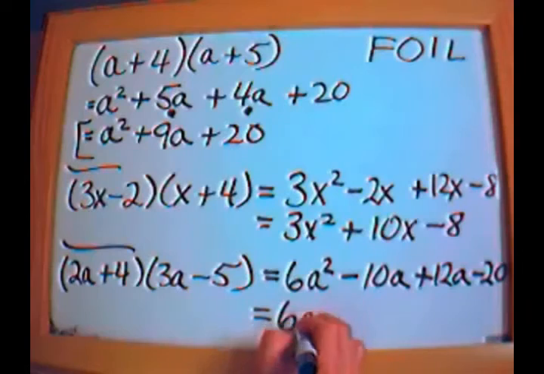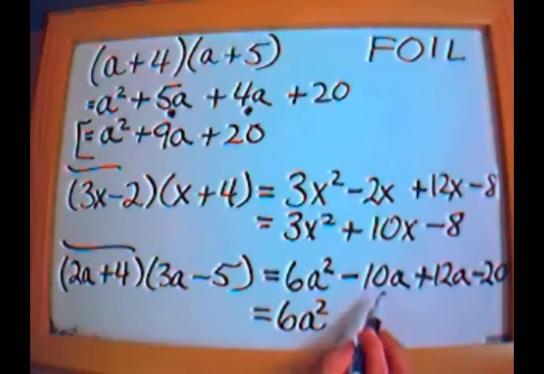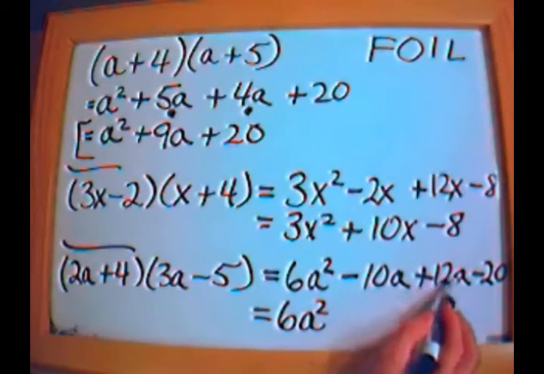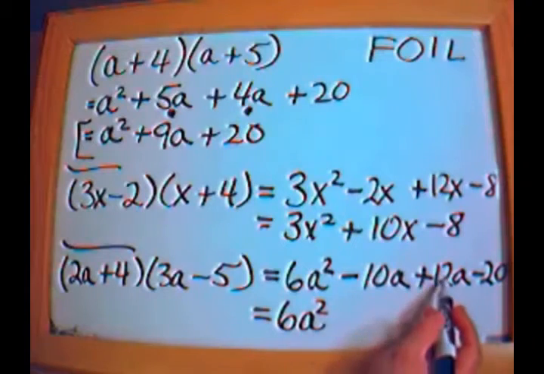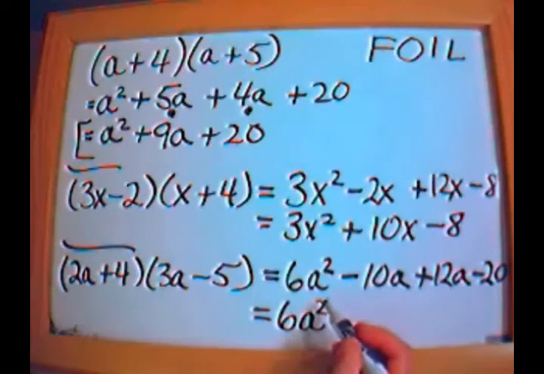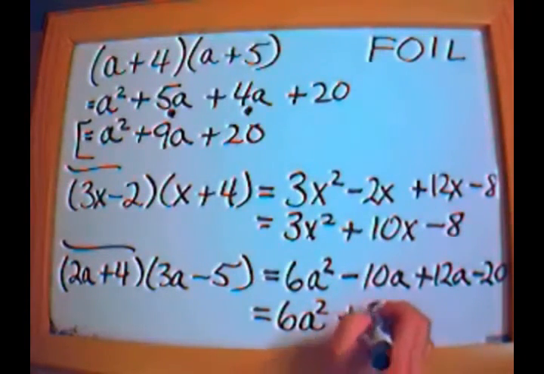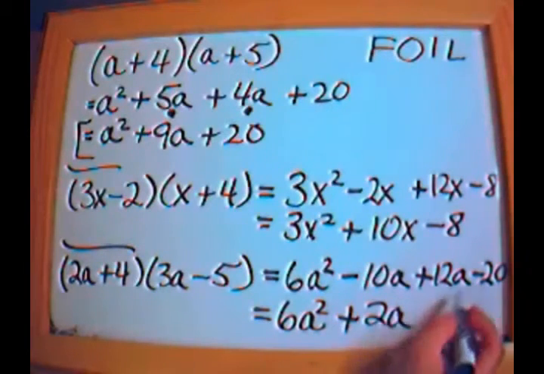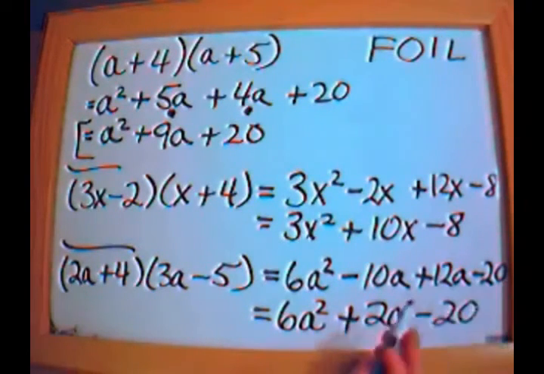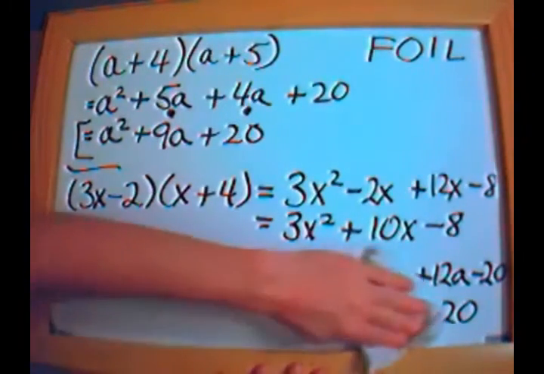And to simplify that, 6a squared comes along for the ride. Negative 10a plus 12a is kind of like 12 minus 10, because 12 is the bigger number. So that's going to give me plus 2a, and the minus 20 just comes along for the ride. Okay? So it's really not too bad.